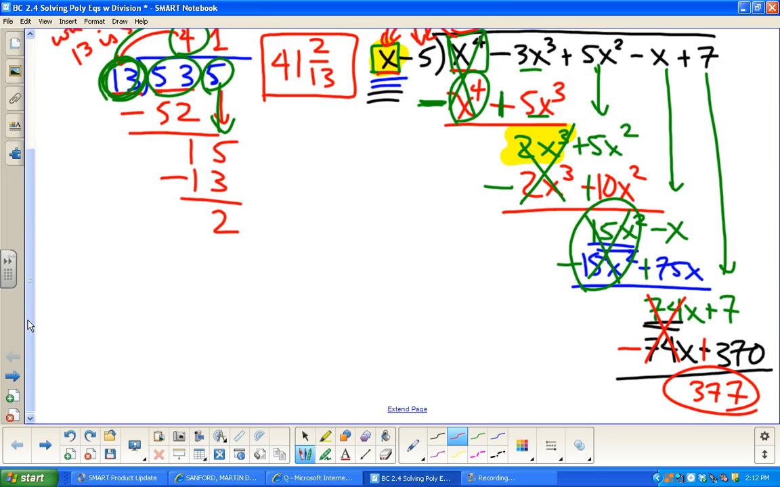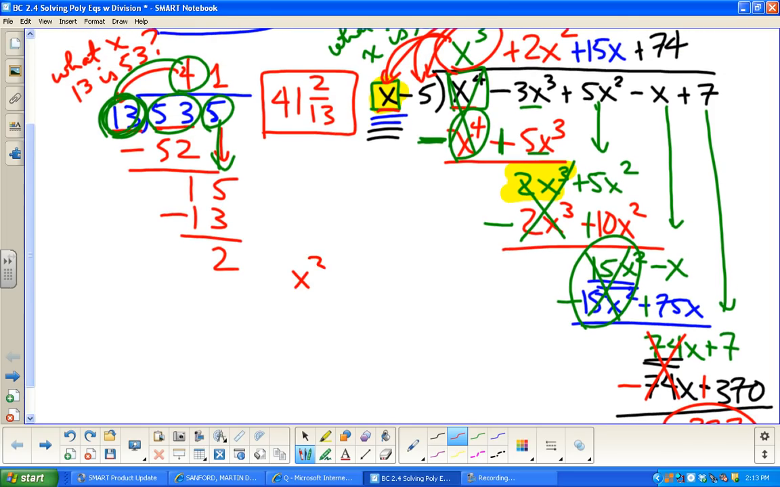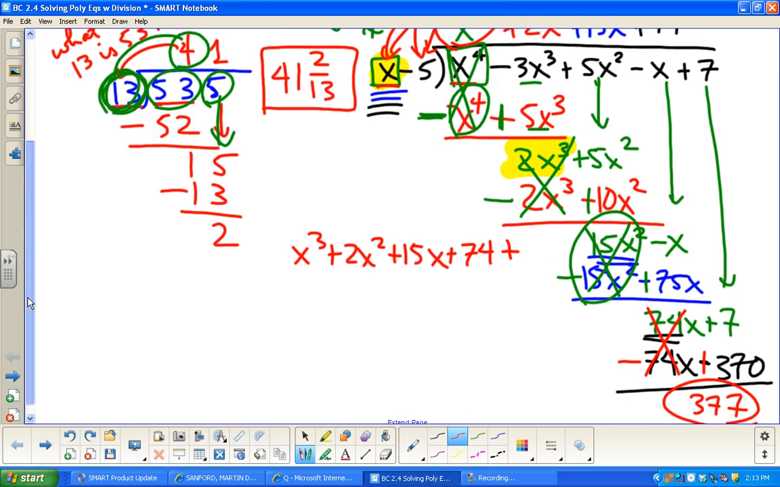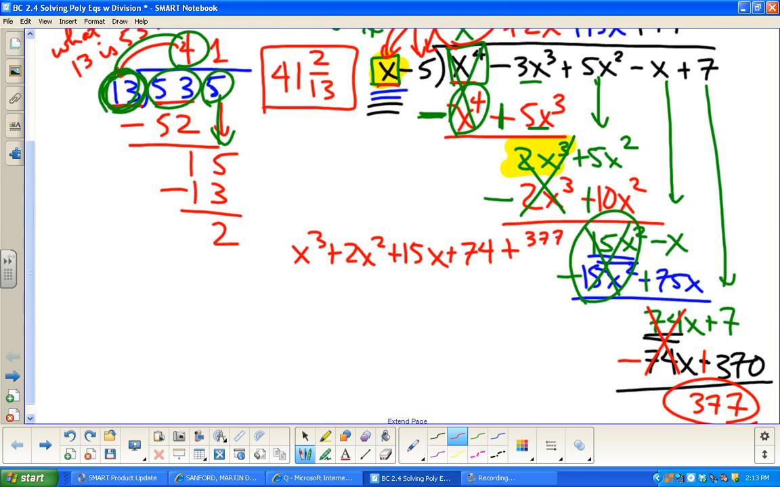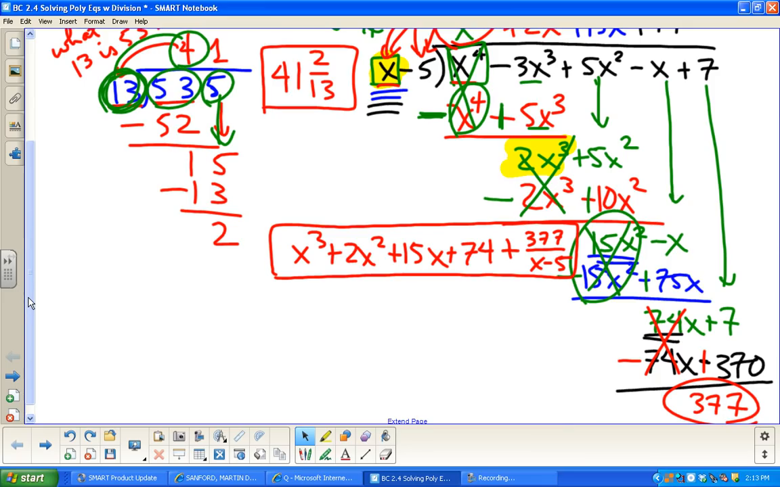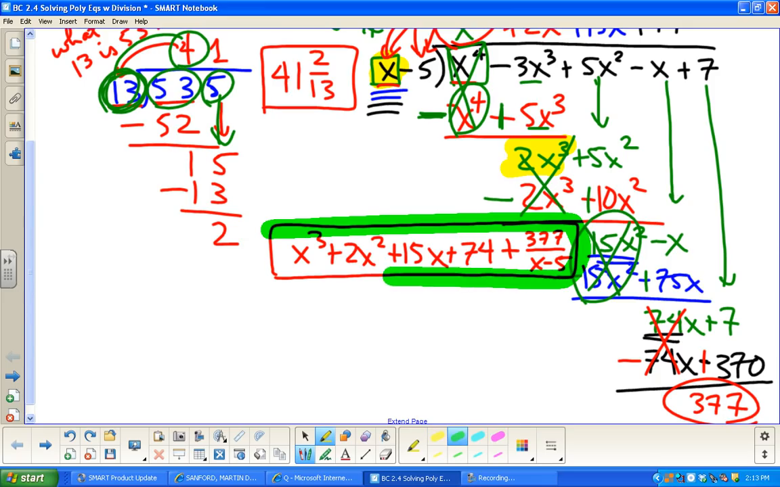All right, so at this point, I'm going to write my answer out. x cubed plus 2x squared plus 15x plus 74 plus 377 over x minus 5. Just like we did with 41 and 2/13, we actually make a fraction out of what's left. All right, so that's long division.